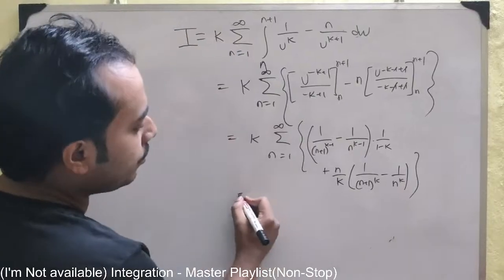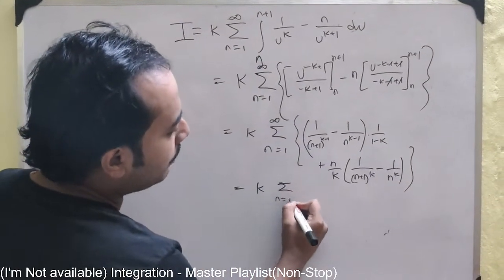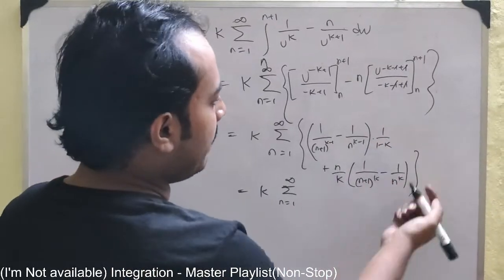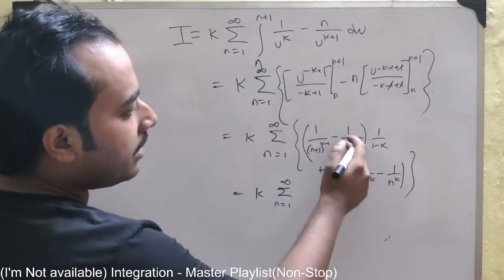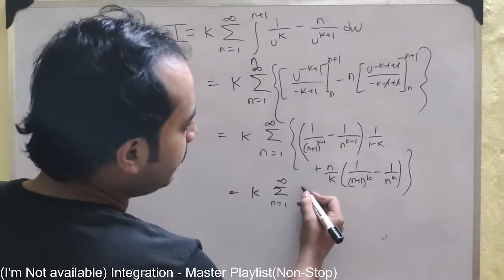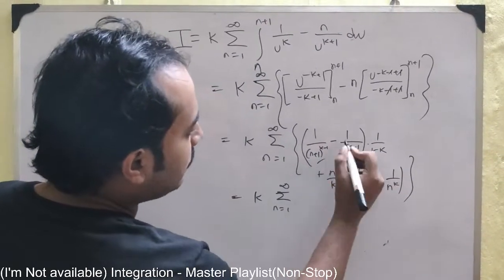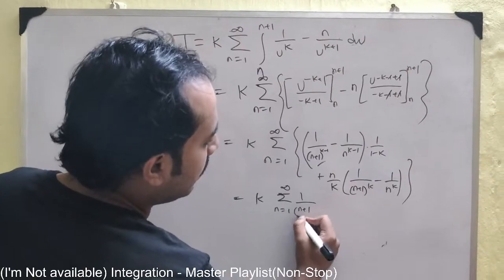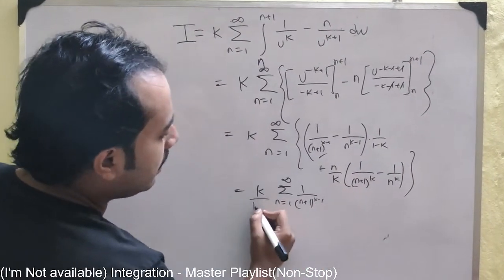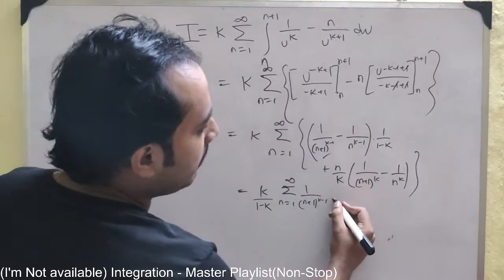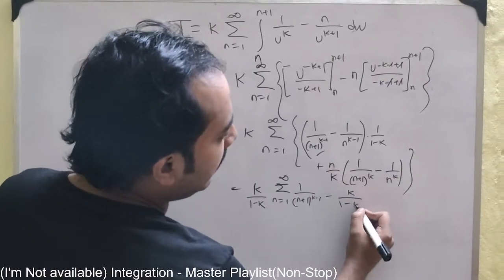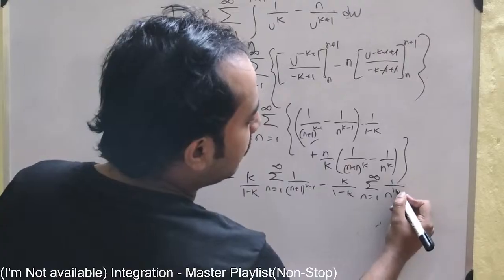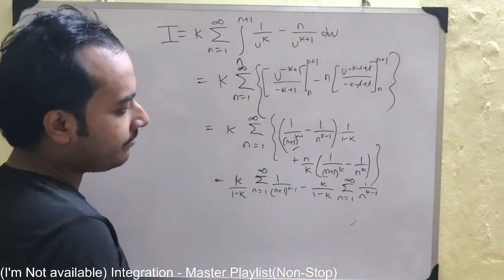Okay. So k times the summation n equals 1 to infinity. First of all, this 1 by 1 minus k can be written as minus 1 by k minus 1. So we should arrange the terms together and then look at how to do it. So this term would basically be 1 by n plus 1 to the power k minus 1, times k by 1 minus k, minus k by 1 minus k, summation n equals 1 to infinity, 1 by n to the power k minus 1.